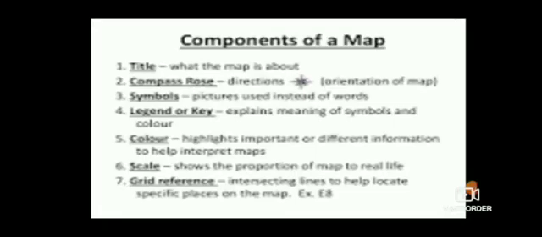Next is symbols. A symbol is a mark, sign or word that indicates, signifies or is understood as representing an idea, object or relationship. Next is legend or key. Every map has a key or a legend at the bottom of the map to explain the symbols and colors used in the map.